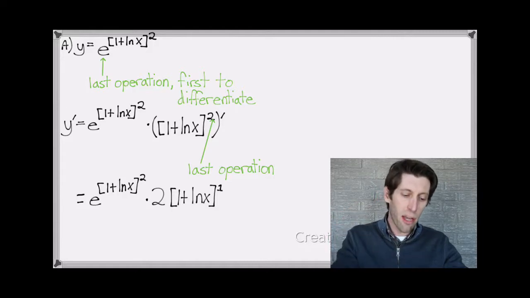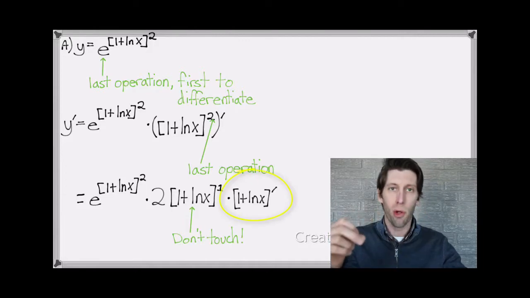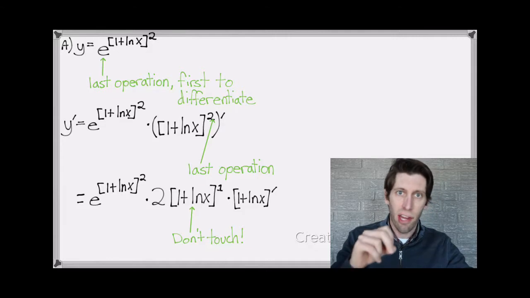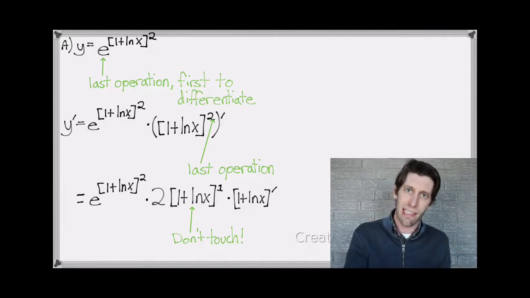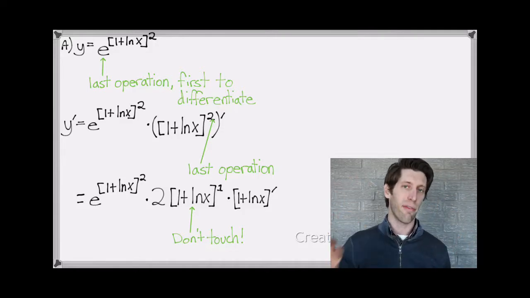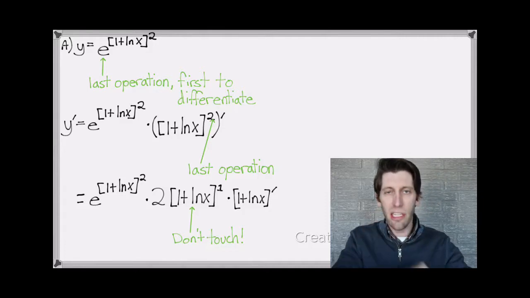Now, we're still not done because the chain rule then says we have to multiply by the derivative of the inside of that bracketed term. So we have to multiply by bracket 1 plus ln x prime. Now you'll notice here that I say don't touch the inside because you do not want to differentiate the inside here. What you want to do is multiply by the derivative of the inside at the very end, which is what we've done here. Next step, we need to differentiate that term in brackets.